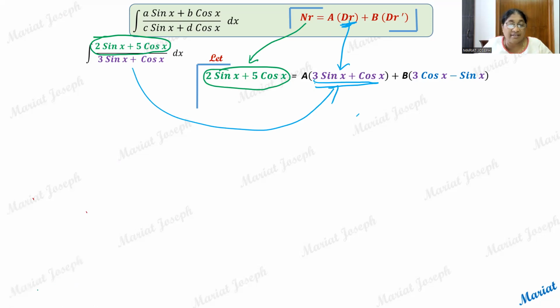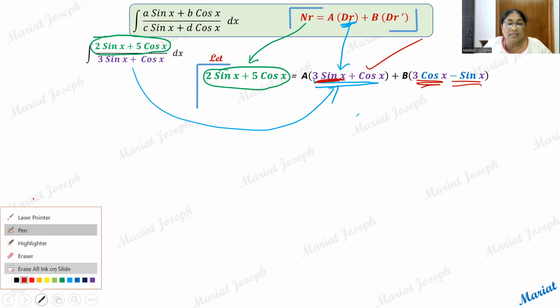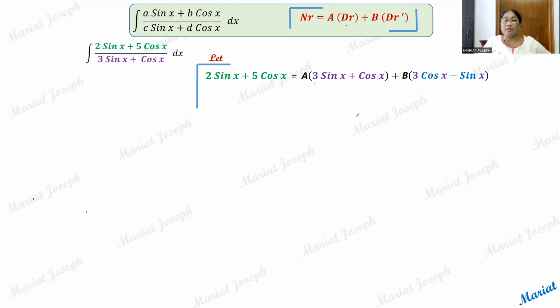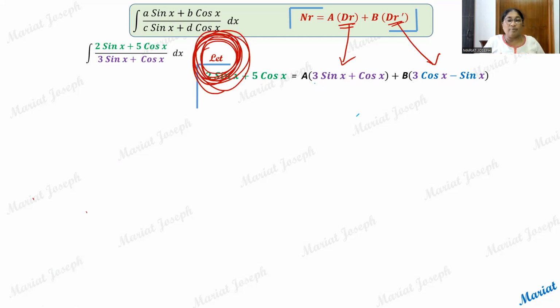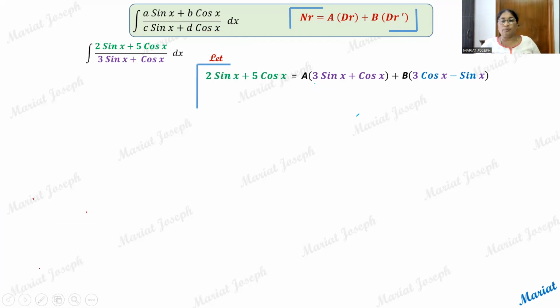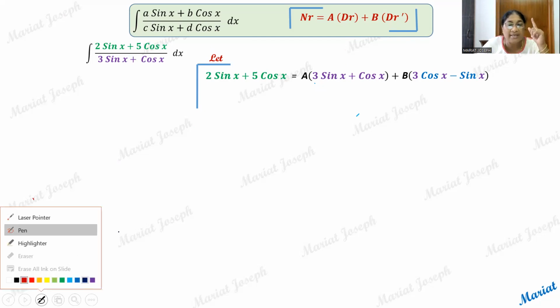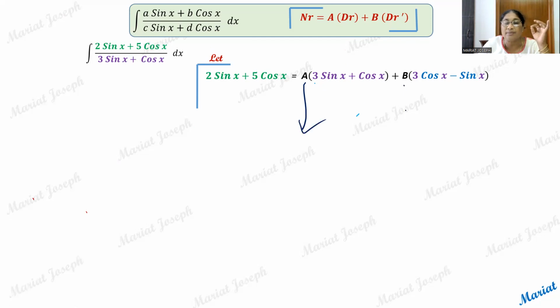Is it actually the derivative? Check. The derivative of 3 sin x is 3 cos x. The derivative of cos x is minus sin x. Yes, here is the denominator's derivative: the denominator as it is, and the denominator's derivative in the second one. Let us set this first, we don't yet know whether it is going to be possible. Have you written the step till here, children? Yes, ma'am. Now we need to calculate the values of A and B.